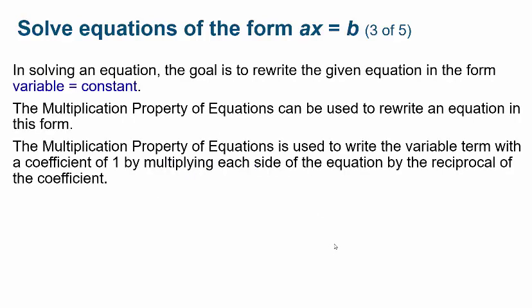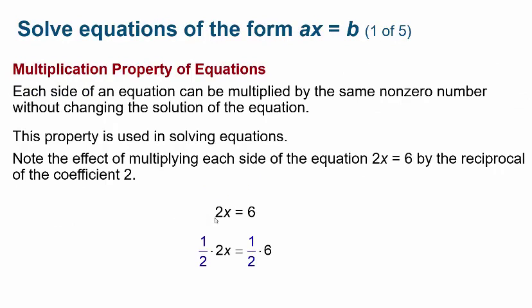All right, so in solving an equation, the goal is to rewrite the given equation in the form variable is equal to constant. The multiplication property of equations can be used to rewrite an equation of this form. It is used to write the variable term with a coefficient of 1 by multiplying each side by the reciprocal of the coefficient. If it helps, let me go back. Really what you're doing here is dividing both sides by whatever the coefficient is. So sometimes it helps to see that.